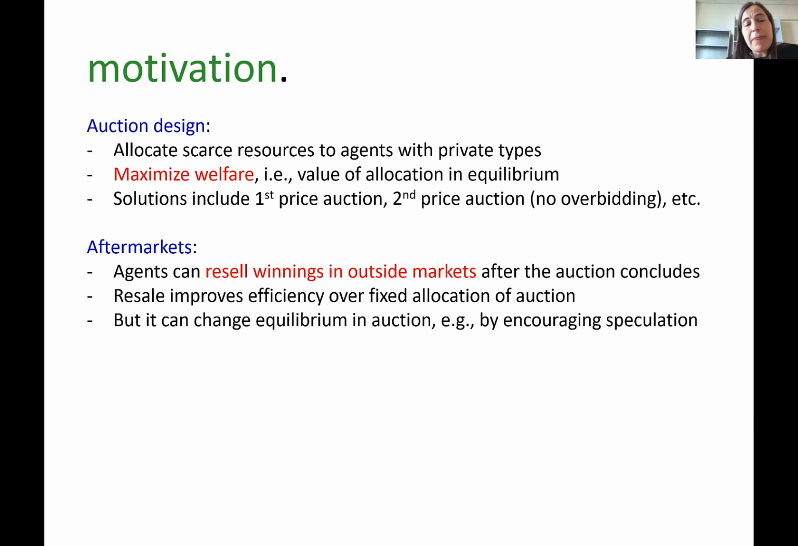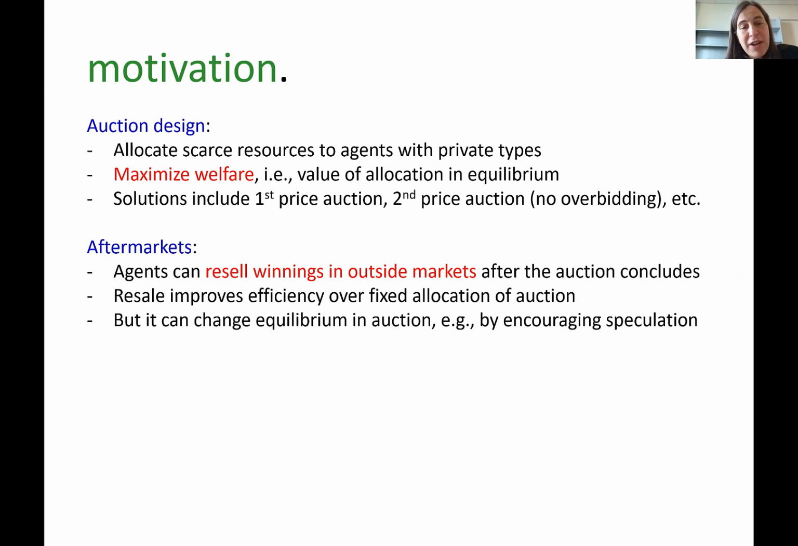The agents are going to, of course, anticipate that there's an aftermarket, and that's going to change their actions in the auction itself. It's going to change how they bid. Maybe they realize that they can engage in speculation and thereby have a chance of a really high payoff in the future by grabbing some stuff in the auction, then reselling it later.